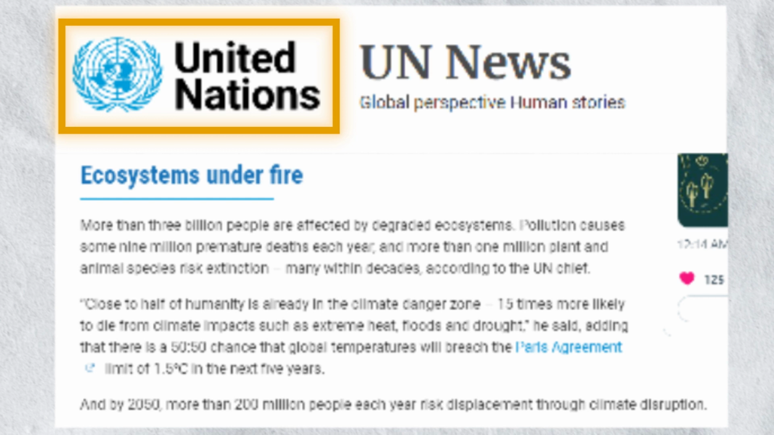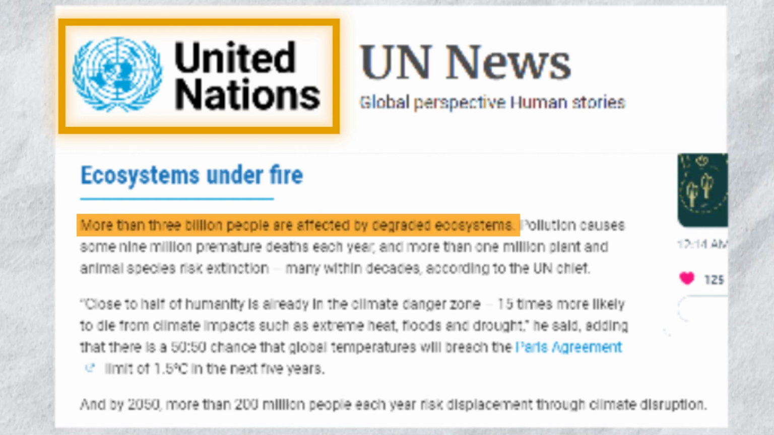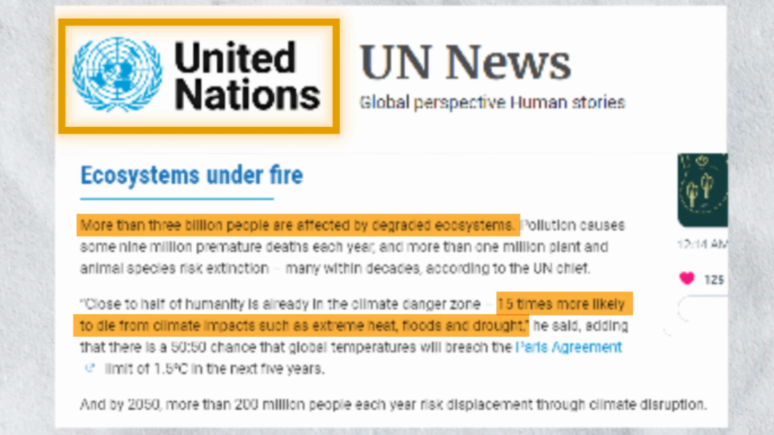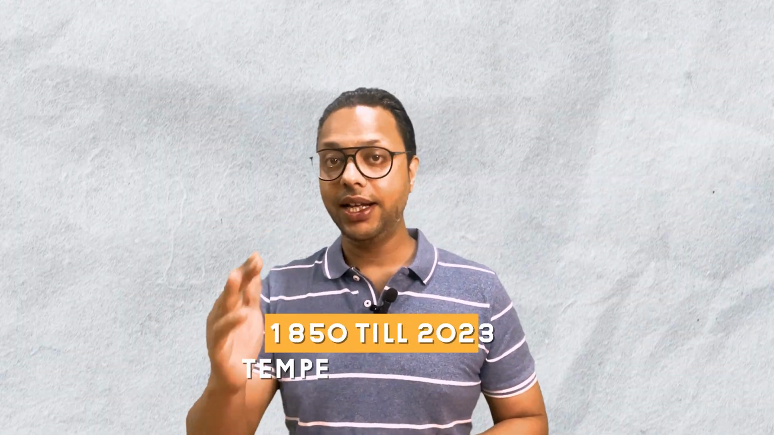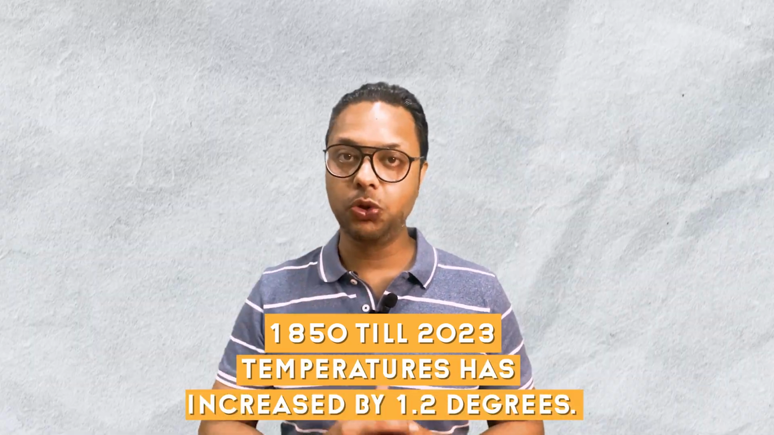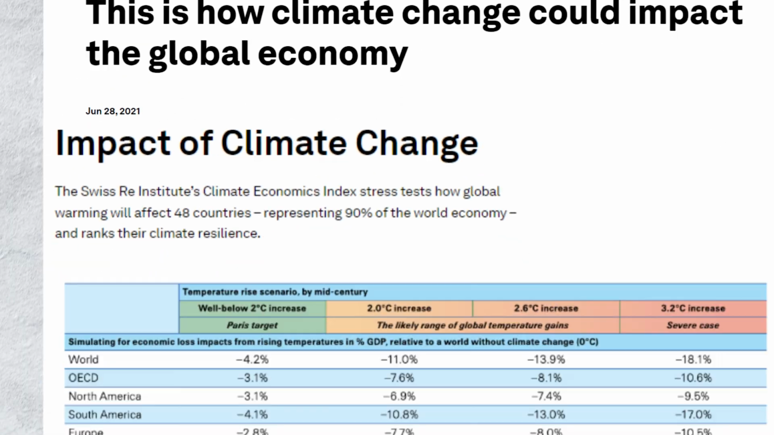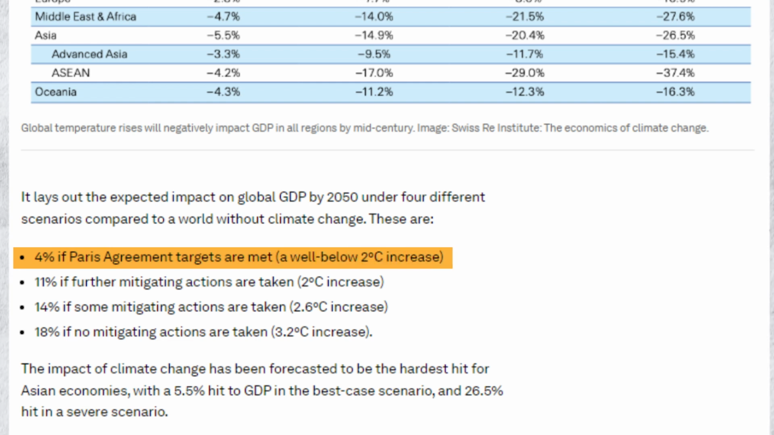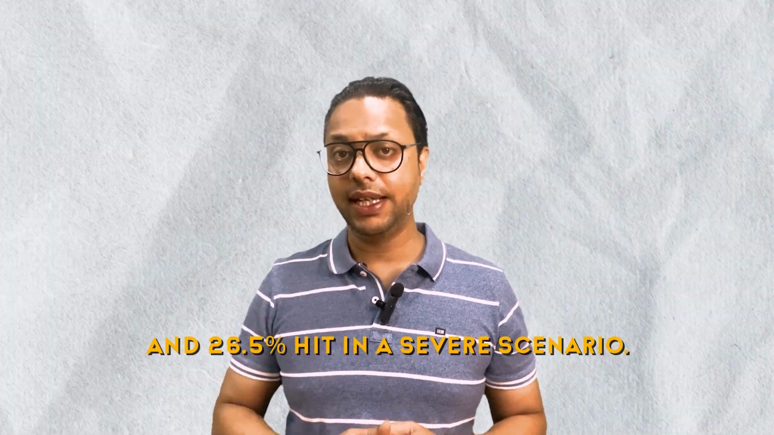According to the United Nations, half the world's population now live in the climate danger zone, where people are 15 times more likely to die from climate impacts compared to rich countries. What is the effect of these climate changes on GDP? Since pre-industrialization, that is from 1850 till today, the temperature has increased by 1.2 degrees. According to World Economic Forum, temperature rise will have the following impacts on global GDP by 2050. Below 2 degrees 4%, 2 degrees 11%, 2.6 degrees 14%, 3.2 degrees 18%. The impact of climate change has been forecasted to be the hardest hit for Asian economies, with a 5.5% hit to GDP in the best case scenario and 26.5% hit in a severe scenario.